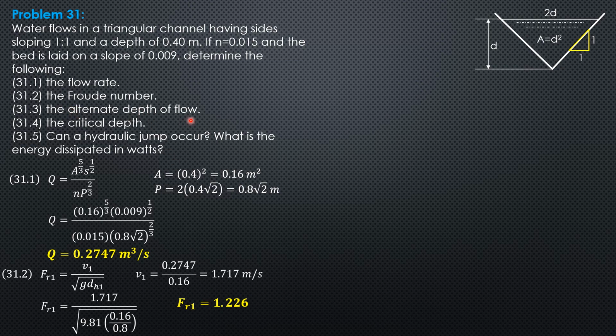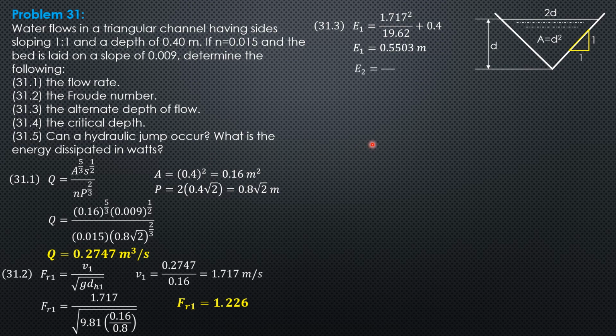So, the alternate depth of flow. Remember the principle: specific energy in the lower and upper stages will be the same. So E sub 1 is velocity head, 1.717 square over 19.62, plus 0.4. So it is equal to 0.5503 meter. And this is also the specific energy for the alternate depth of flow by principle.